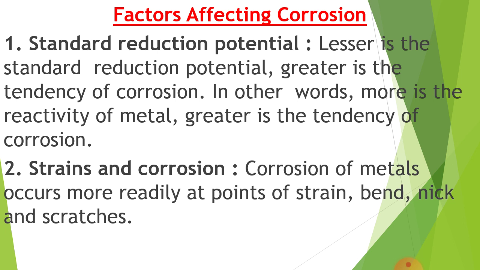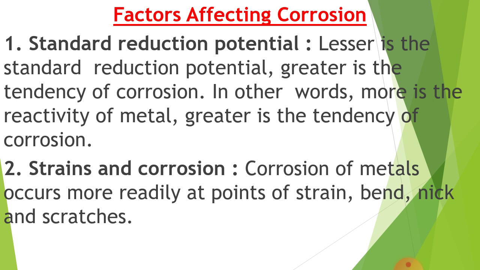If we take one example, out of copper, that is Cu²⁺/Cu, and iron, which corrodes first? Your answer is iron, because the E° value of iron is −0.44 volt, but for copper it is +0.34 volt. So that's why the more negative the E° value, the more will be the corrosion.